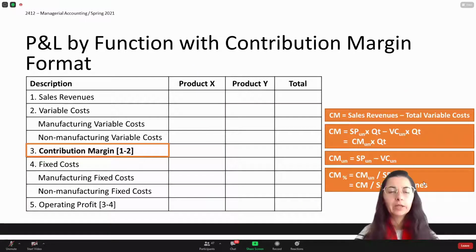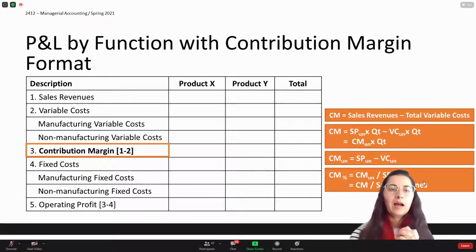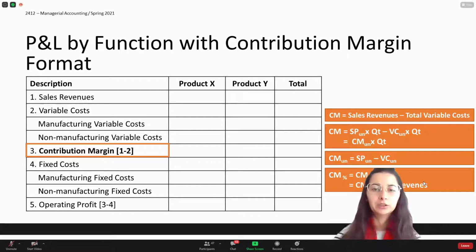Now, when we look at the P&L by function, we have talked about P&L by function earlier today, and now we can also assemble the P&L by function with the contribution margin format. This is when companies want to understand not only the costs in terms of function, but also what they can change in the short term. So they do the P&L by function with the contribution margin format.